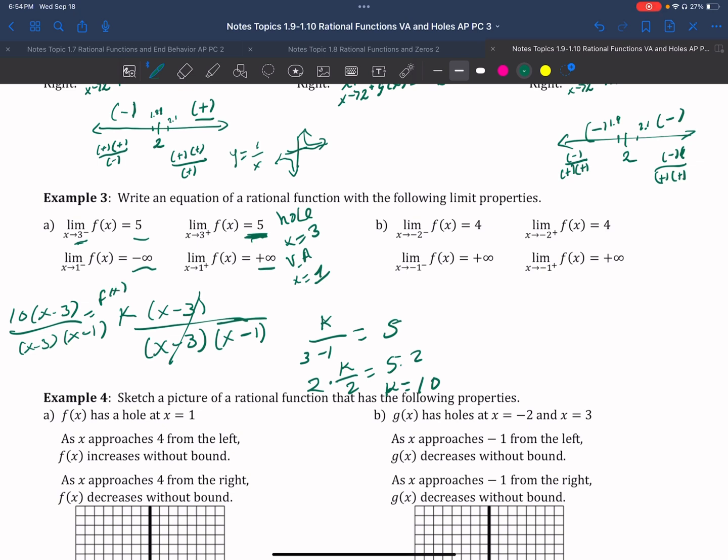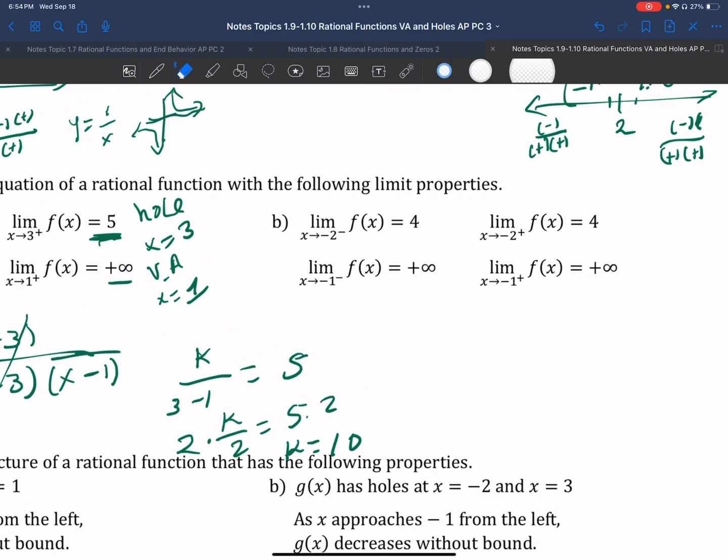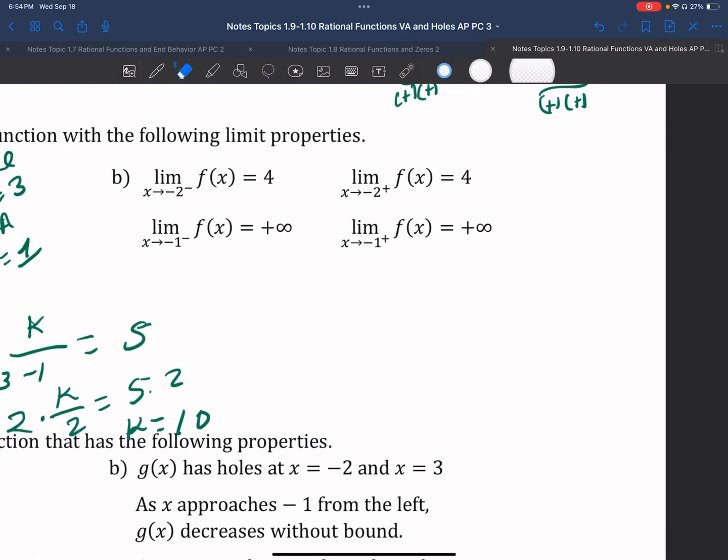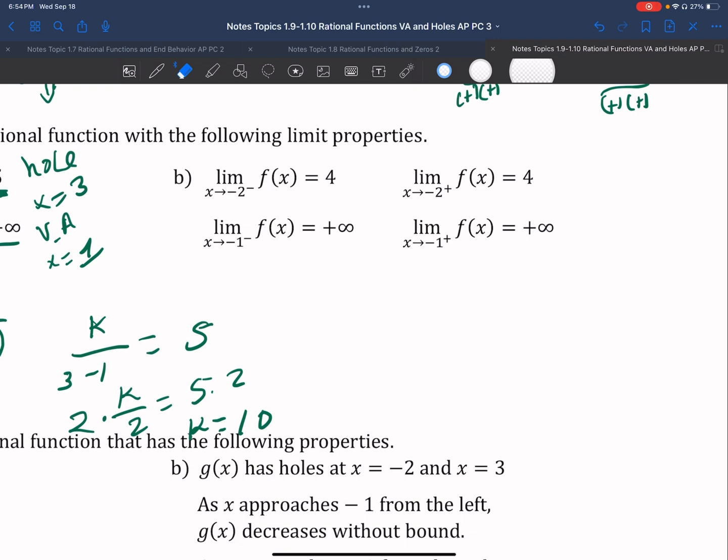Okay, looking at the second example, I'm going to do some notes similar to what I did on the first one. So I know that the limit from the left as x approaches negative 2 is 4, and the limit as x approaches negative 2 from the right is also equal to 4.